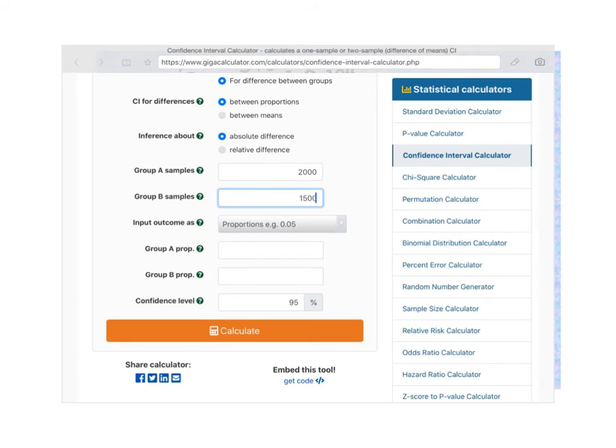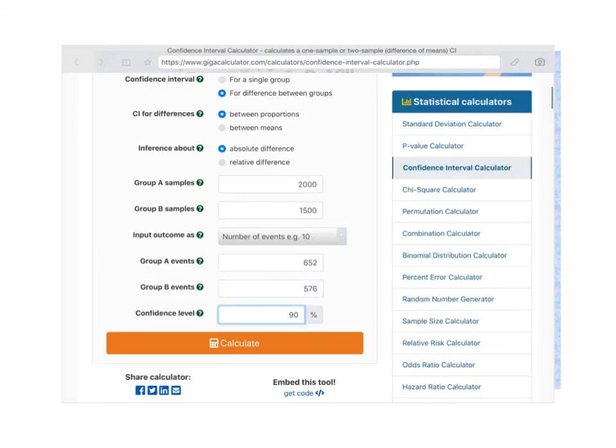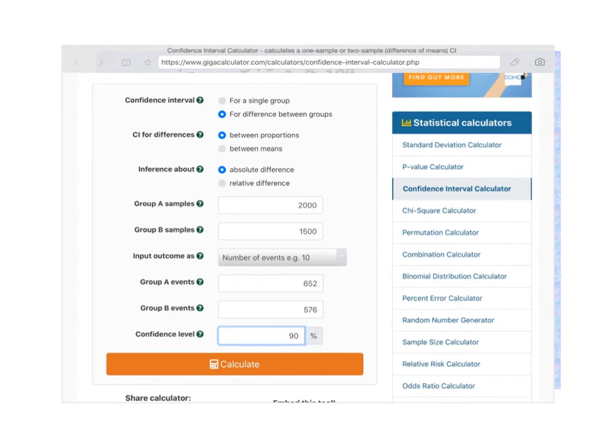Okay. Input as, let me see, how do I want to input it? Let me put as number of events. Okay, so in 1981, how many smoked? 652. In 1979, how many smoked? 576, right? And let me make sure I get the percentage correct. It's a 90% confidence. All right, so let's try it out and see.